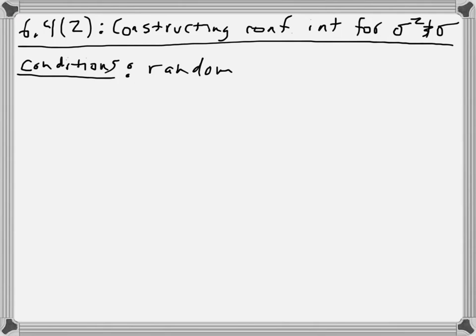Okay, so I'm going to start with the conditions, and the conditions are the same for a t interval. That is, number one, the sample has to be random. If you don't have a random sample, it's not a fair representation of the population, and your estimate is going to be biased and useless.